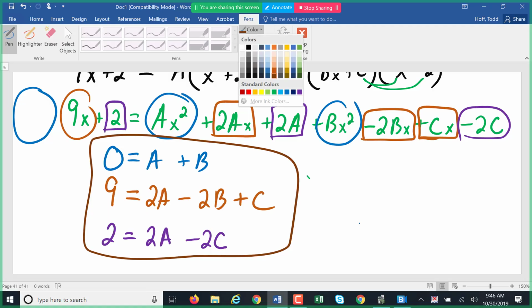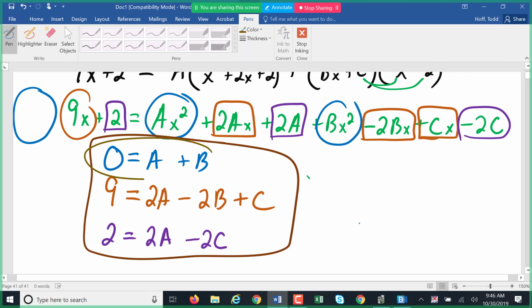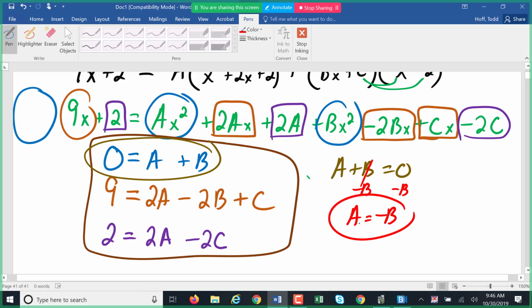I'm going to use substitution here just because it's really easy with that top equation, 0 equals a plus b. If I solve that for a, I'm going to write it as a plus b equals 0. All I'm going to do is subtract b from both sides. That gives me a equals negative b, or opposite b. So I'm going to replace a in both of these other equations with opposite b.